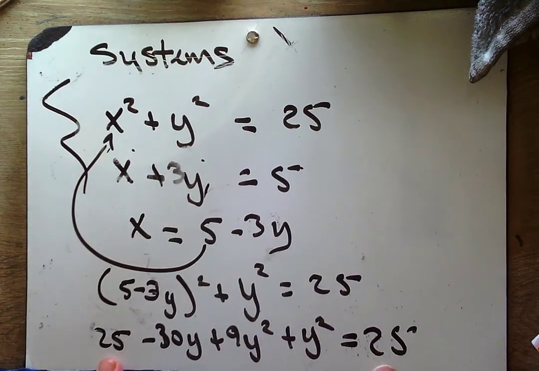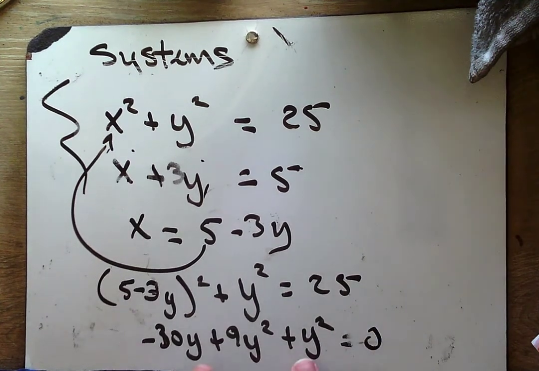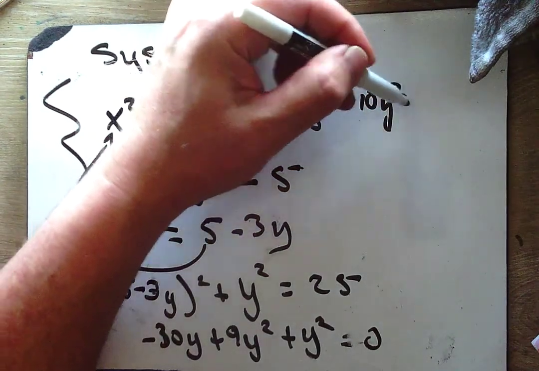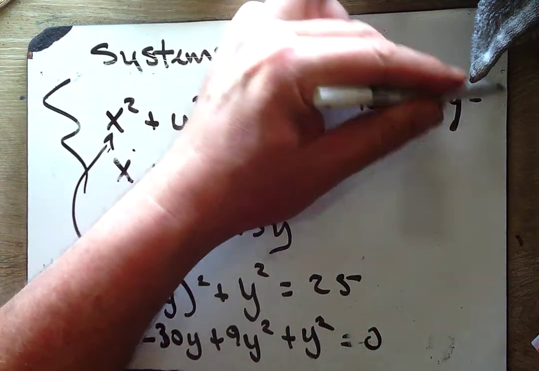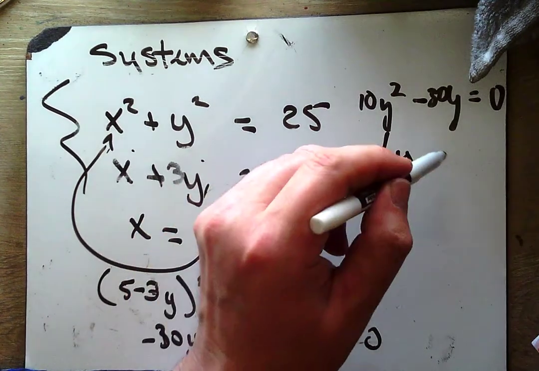Well, I can subtract 25 from both sides, and I can combine these like terms. So now I'm going to have 10y squared minus 30y equals 0. And if I factor out a 10y, I have y minus 3.